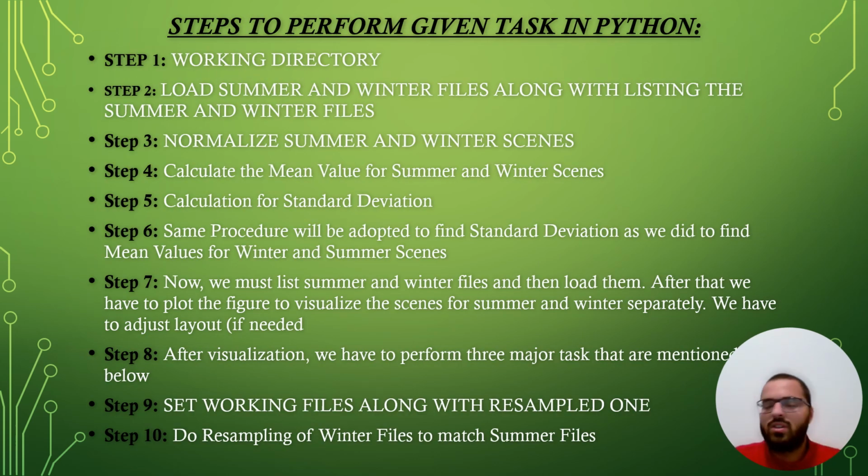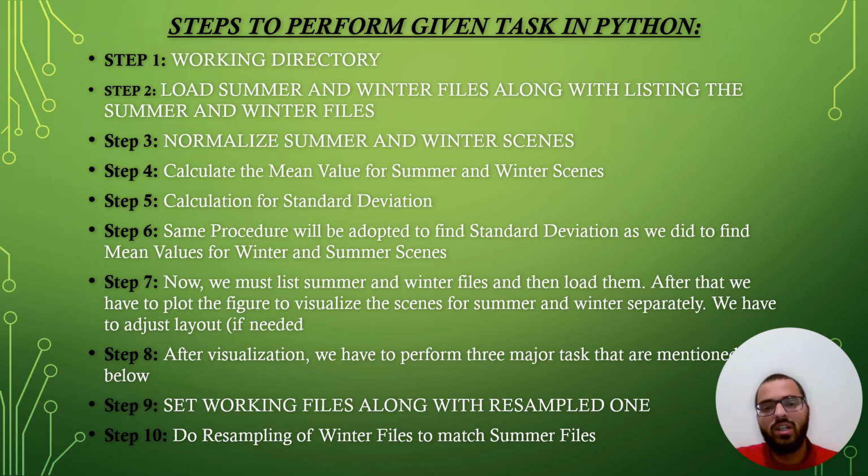This is my first mandatory step, the working directory. Then I load summer and winter files along with listing the summer and winter files. Then normalize summer and winter scenes. Then calculate the mean value for both winter and summer scenes. Then calculate the standard deviation. Then the same procedure is adopted to find the mean values of winter and summer season. After that, we load the data which we have figured out, and then we visualize the scenes for winter and summer.